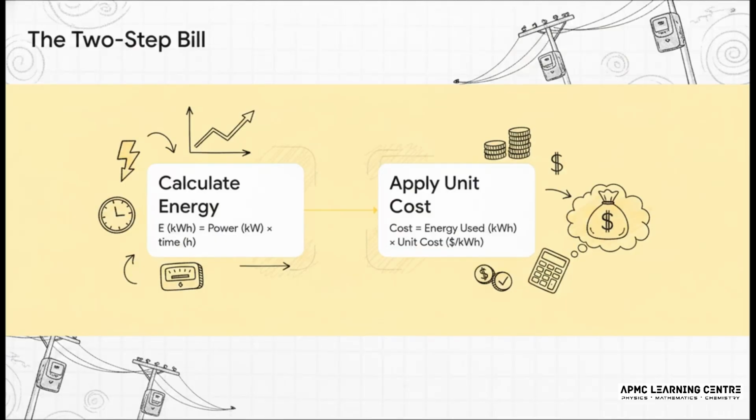And using this unit gives us this super simple 2-step formula that every utility company on the planet uses. First, you figure out the total energy you used by multiplying the power in kilowatts by the time in hours. Then, second, you just take that number and multiply it by whatever the cost per unit is. That's it. That's the entire math behind your bill.